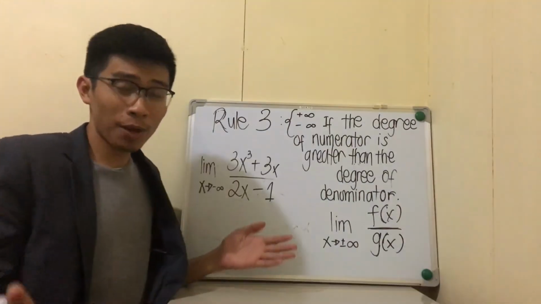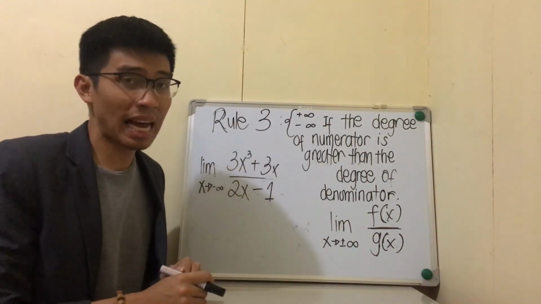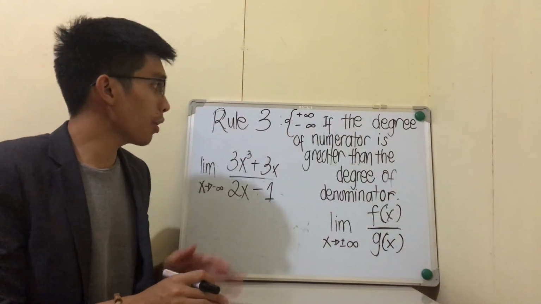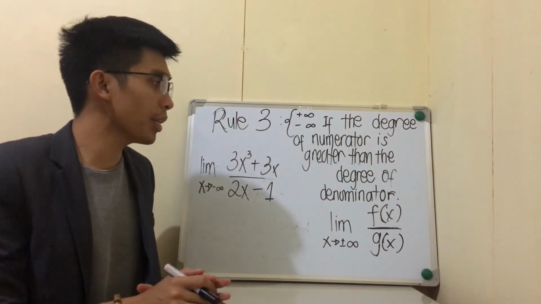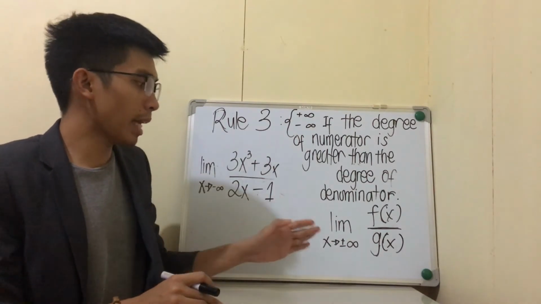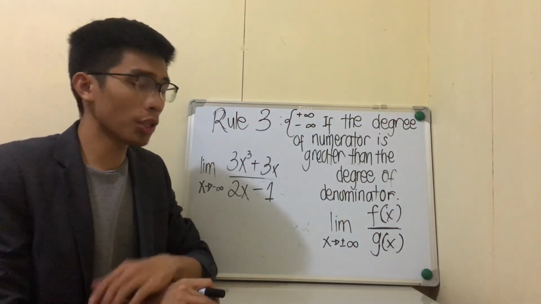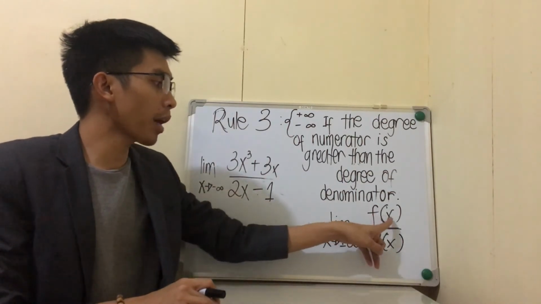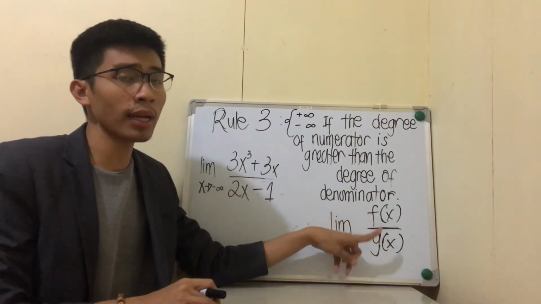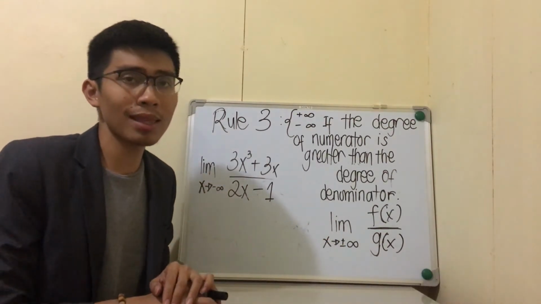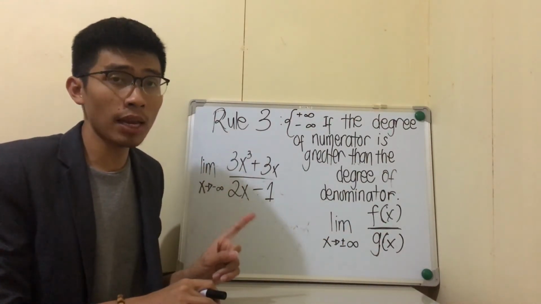That's great. We are down to our last rule for limit at infinity. That is rule number 3. What if the degree of the numerator is greater than the degree of the denominator? So again and again, in this video, we are dealing with polynomial functions. So meaning the limit of f of x all over g of x, where f of x and g of x are polynomial functions as x approaches either positive or negative infinity.